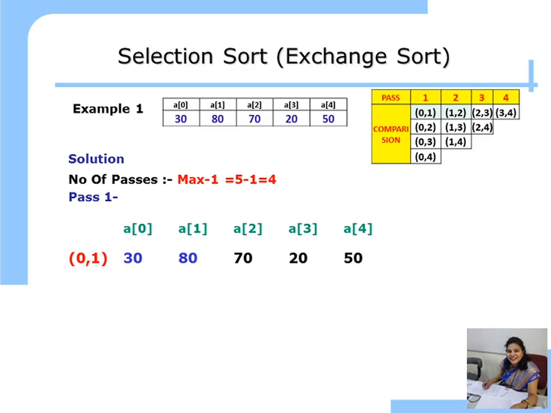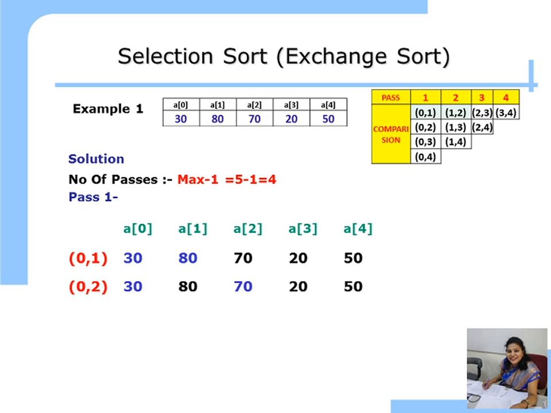What is the first comparison of pass 1? It is between 0 and 1. So we compare the element present at the 0th location with the element present at the first location. What is present at the 0th location? It is 30. What is present at the first location? It is 80. Is the 0th element greater than the first element, is 30 greater than 80? No. So we don't perform swapping here.